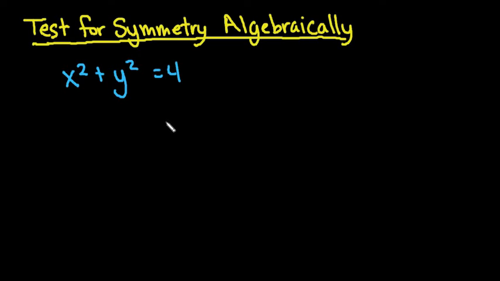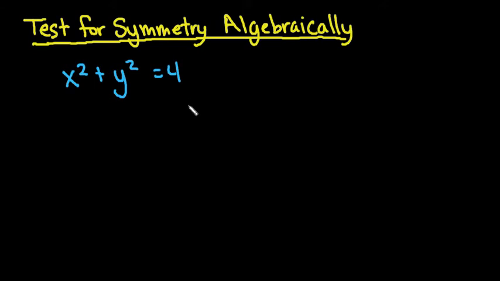Hi, for this example, what I wanted to do is test for symmetry algebraically using all of the rules that you would use. There are three things that we're going to test for. We're going to test to see if it's symmetric with respect to the x-axis, if it's symmetric with respect to the y-axis, and we're also going to see if it's symmetric with respect to the origin.